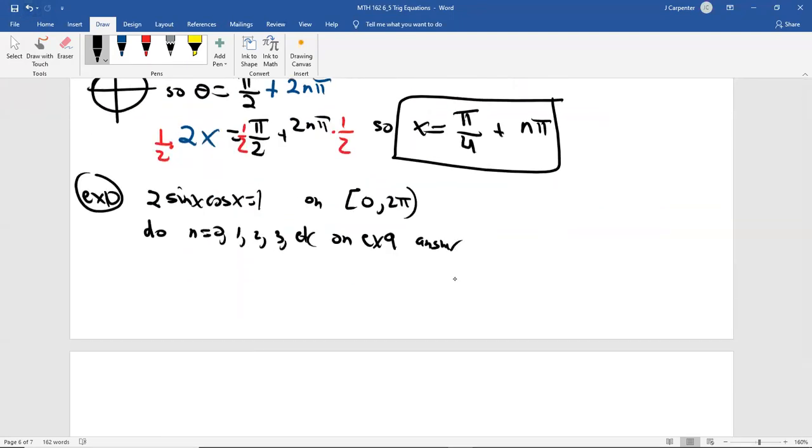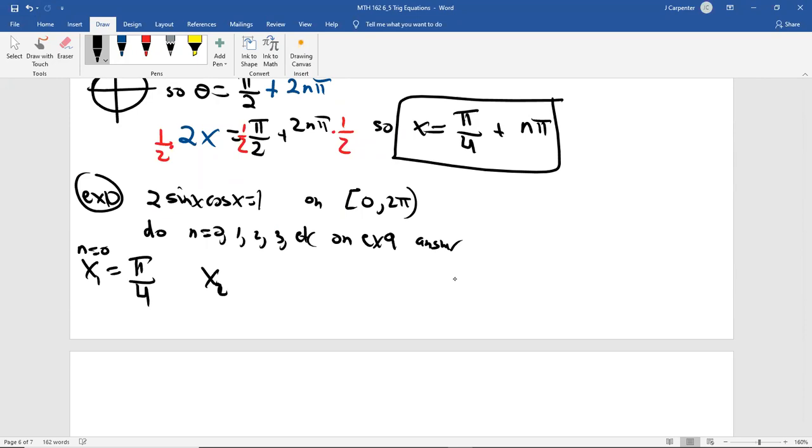So x1, which is n equals 0. Some people might call that x sub 0 to match, and that's okay. It doesn't matter the order of them. That's just going to be pi over 4 plus 0, which is pi over 4.